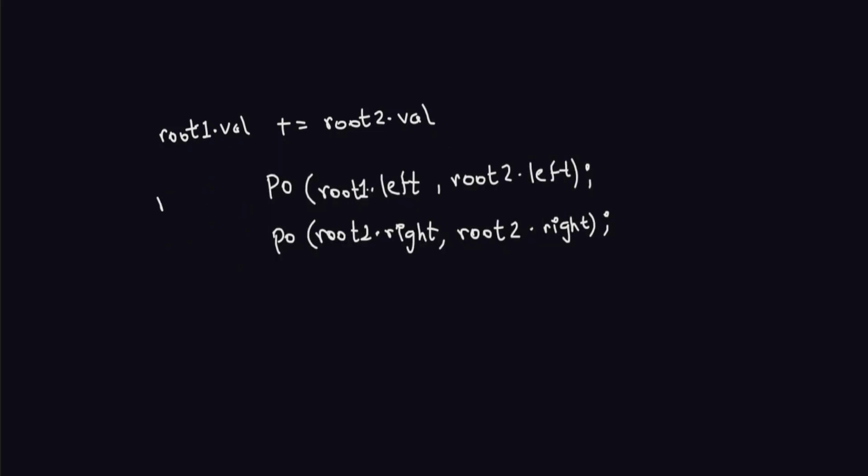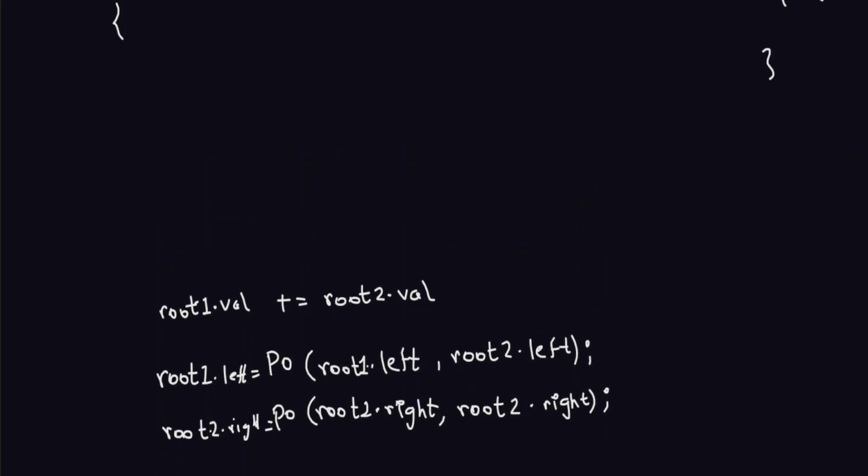So what we can do is root1.left is equal to this, and root2.right equal to this. And we can return root1 itself. I know this code is a bit tricky, but we'll get to it.